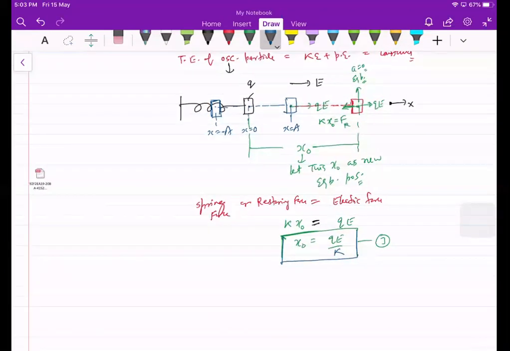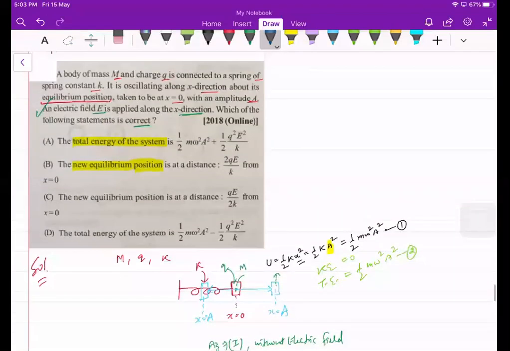Now the next part is to be able to guess the new position, QE by K. So do we have any option QE by K? No option matches it. It means both B and C options are wrong. B and C cannot be correct. Now, because this is a single correct question, only one has to be correct. So now we will try to go for the total energy of this system.